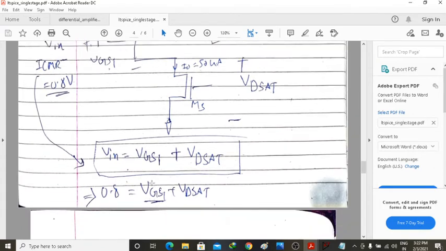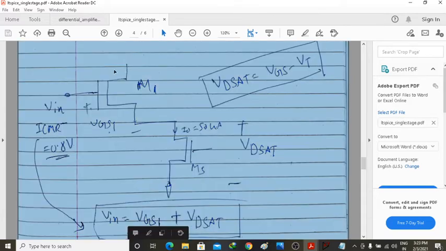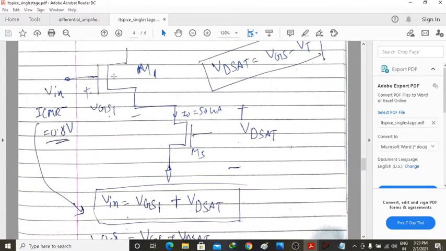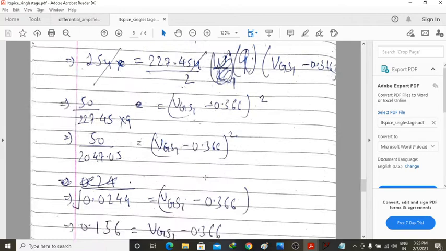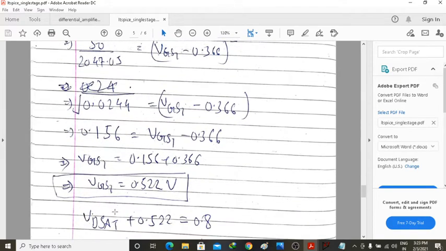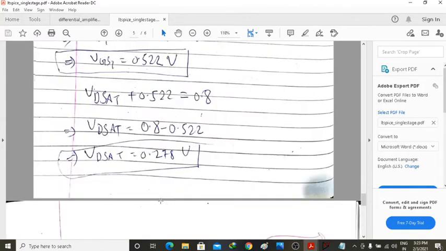And how will we find VGS1? That is very easy. The current through the M1 transistor is simply 25 microamperes from this side and 25 from this side. It all adds up and gives 50 microamperes, right? So I will simply use 25 microamperes equal to mu n Cox times W by L, which we calculated above to be 9, times (VGS1 minus VT) whole square. Finally, when you do the calculation, the value of VGS1 comes out to be 0.522 volt. We put that in the above equation and we get the VDsat value equal to 0.278 volt, right?